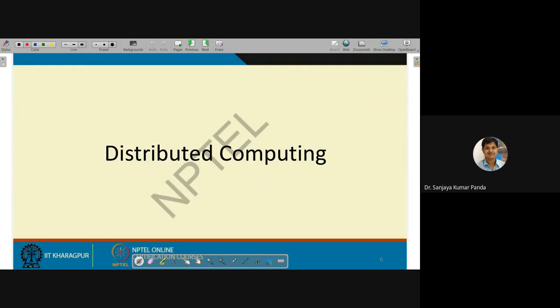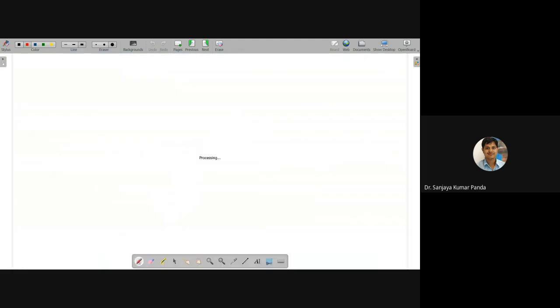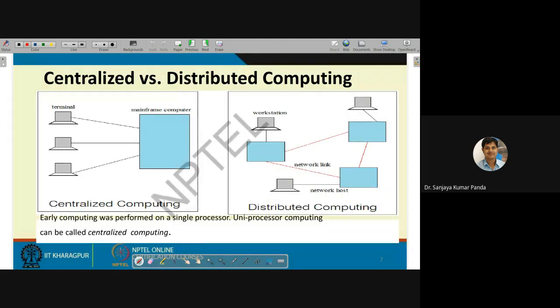So let us start with the first one, that is called distributed computing, right? So we have already discussed distributed computing. Distributed computing is different from centralized computing. Centralized computing means it is located in a single place. Distributed computing means it is present in different places, not in a single place.